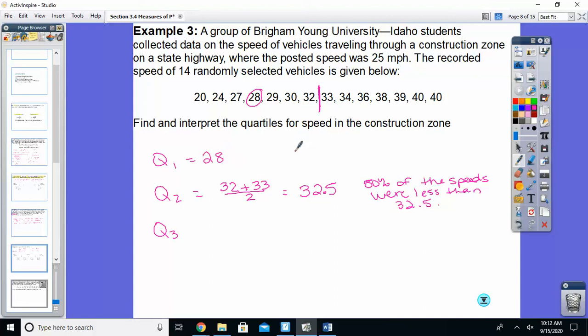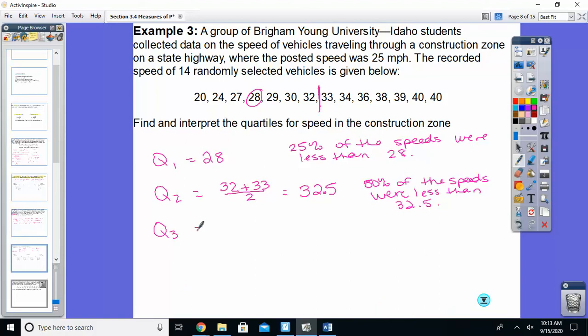How would we interpret that? 25% of the speeds were less than or equal to 28. Or you could say 75% were above that.